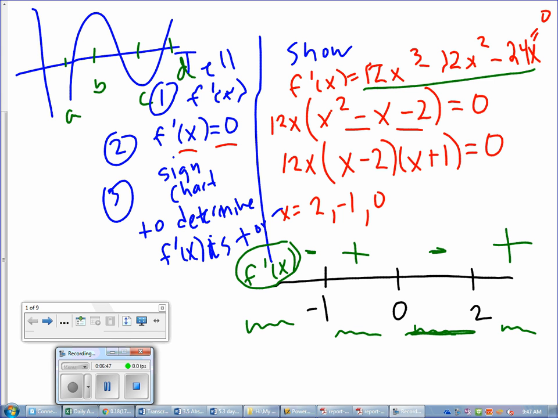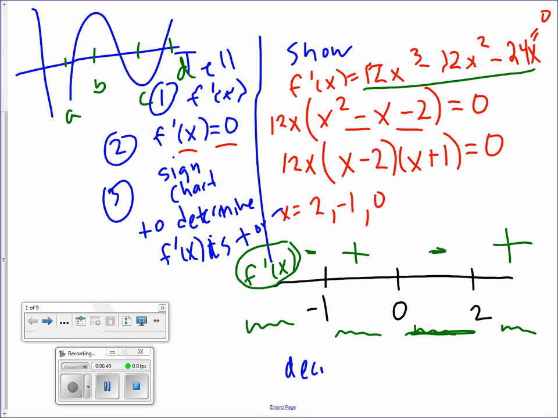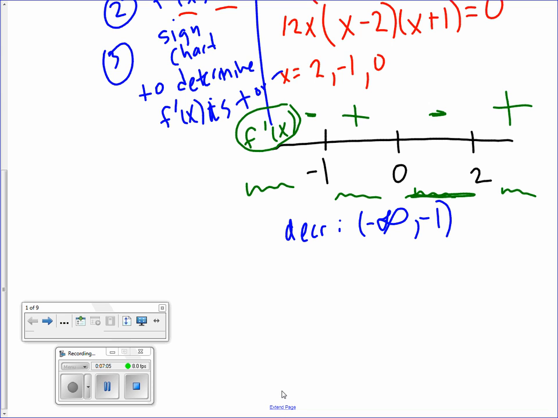Where else is it decreasing? Yeah, so it's decreasing from -infinity to -1. Not at -1, because at -1, what is the derivative? Do you remember? Yeah, the derivative is 0. That's why we're not including -1 in the answer. Where else is it decreasing? On the interval from 0 to 2, the open interval. That's that union symbol, meaning and.